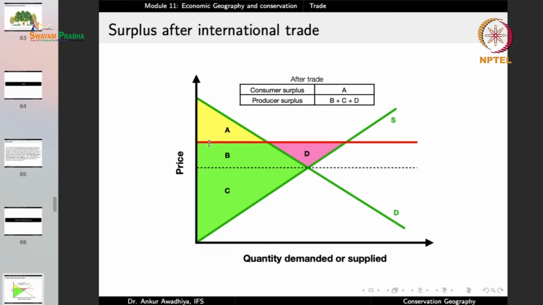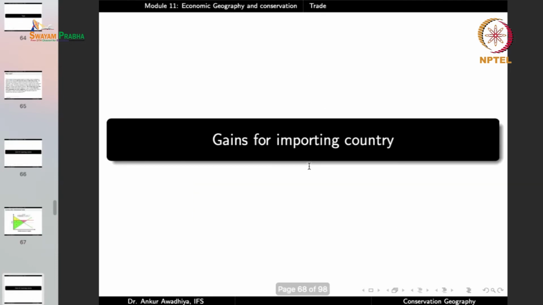Now in this case, because the prices have gone up, the consumer surplus goes down, but the producer surplus increases a lot. And overall, earlier we had a surplus that was given by this triangle, but now we have this area of D that has been added. So it increases the total surplus. So there are gains for the exporting country.